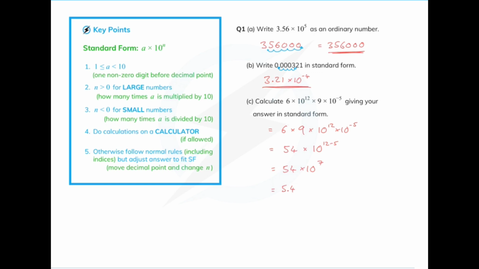Well, let's just think about this. 54 is 5.4 times what? Well, it's 5.4 times 10, isn't it? And I've still got the 10 to the 7 there. And so I now need to combine the 10 and the 10 to the 7. Well, that is, of course, 10 to the 1. And we add the powers to get 10 to the 8. So I get 5.4 times 10 to the 8. And I have adjusted my original answer, 54 times 10 to the 7, to fit standard form. And that's how you do it.